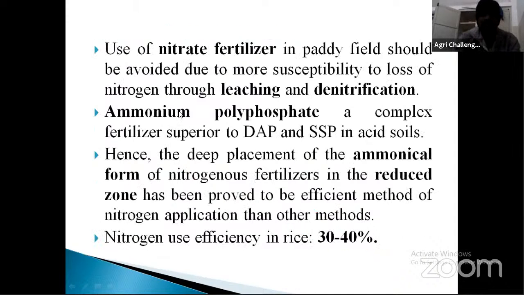So here we can see ammonium polyphosphate. It is a complex fertilizer. It is superior to DAP and SSP in acidic soil. In case of acidic soil, it is better to apply ammonium polyphosphate compared to single superphosphate and diammonium phosphate. Here we can see the word complex fertilizer.